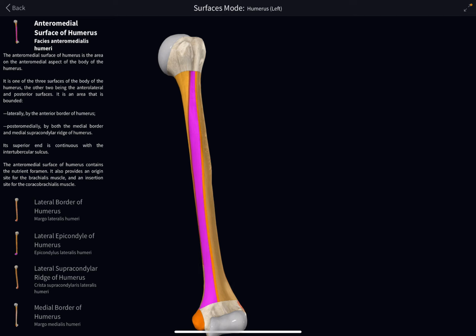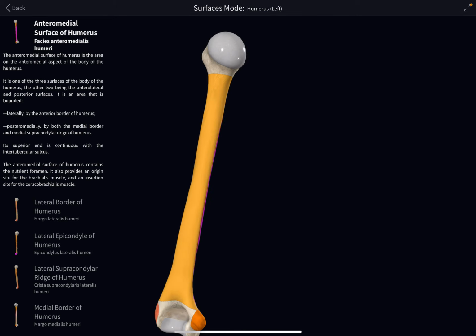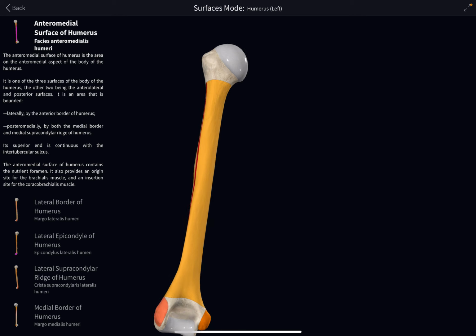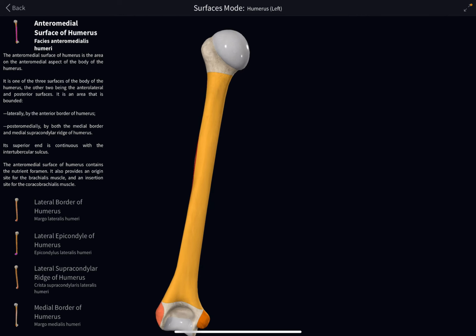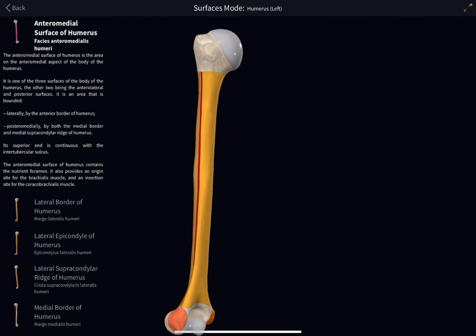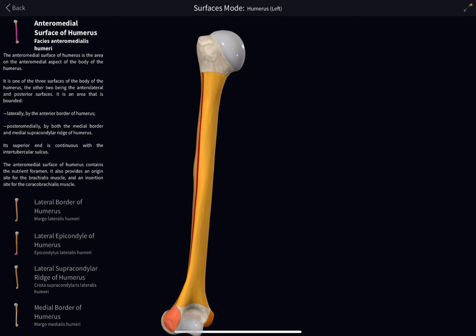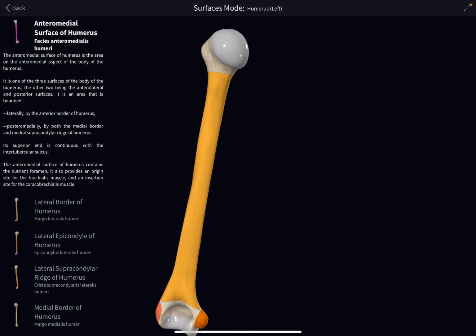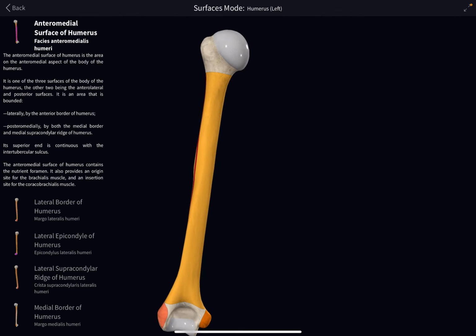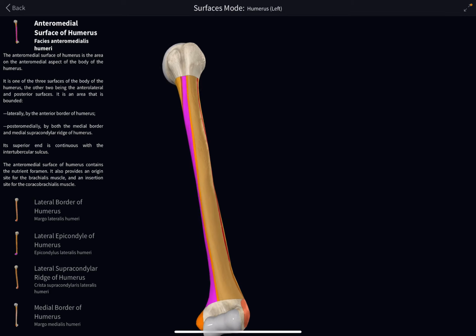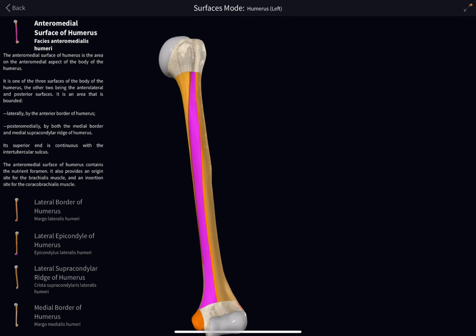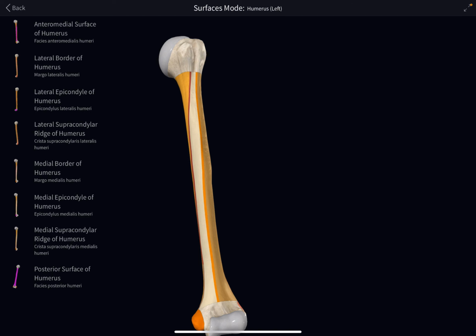There is one more surface that is behind this one, entirely in yellow color, the posterior surface. The posterior surface is between the medial border and the lateral border. So the medial border here, the lateral border here. Between the medial and lateral borders on the back side of the bone is the posterior surface of the shaft of the humerus. Now let us talk about the anteromedial surface.